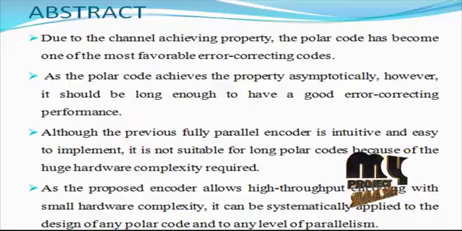As the polar code achieves the property asymptotically, however, it should be long enough to have good error correcting performance. Although the previous fully parallel encoder is intuitive and easy to implement, it's not suitable for long polar codes because of the huge hardware complexity required in the fully parallel encoder architecture. We analyze the encoding process from the viewpoint of large-scale integration implementation and propose a new efficient encoder architecture adaptive to long polar codes, which effectively reduces the hardware complexity and the overall process.